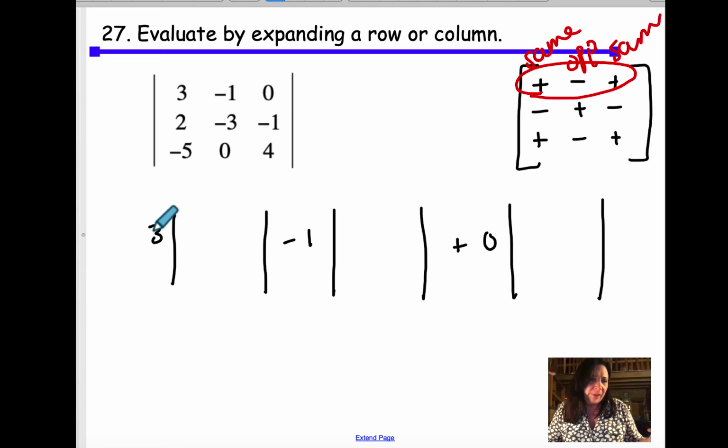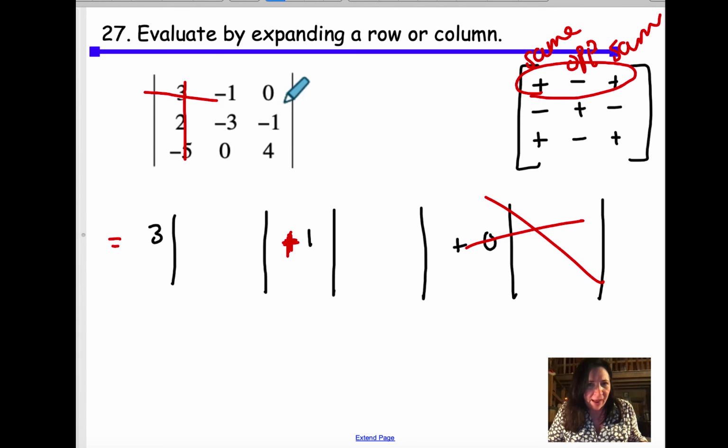So it's going to be the same sign, don't touch it, opposite sign. So now this is now a plus. And then this we don't care about, because 0 is going to, goodbye. All right, so we're going to expand the first row, so we're going to cross this out. I did a good job of crossing that out. What's left is what goes in here. So we have -3, -1, 0, and 4.